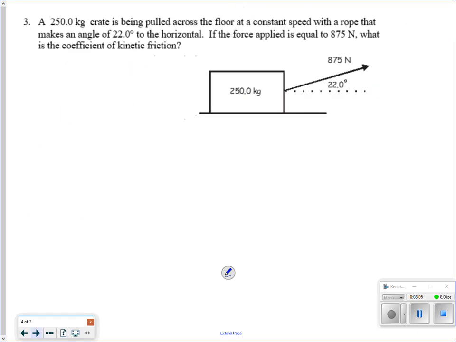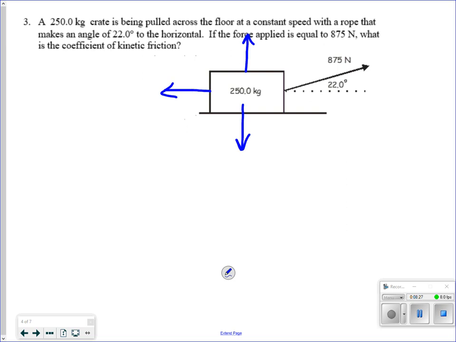Let's look at our next one. This one's kind of interesting because we are looking at our first friction problem. We also have something that's on a flat plane, but it's being pulled at an angle. I think these are kind of fun. There's going to be some triangles in there, but we also have some stuff that's just on a flat plane.